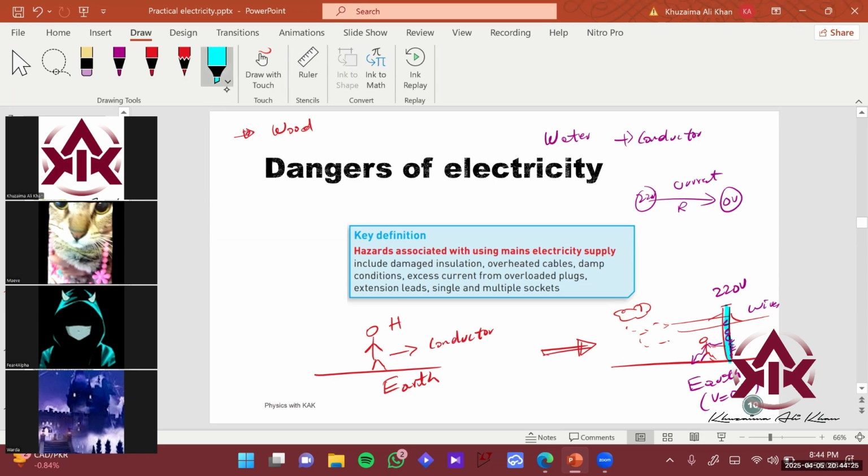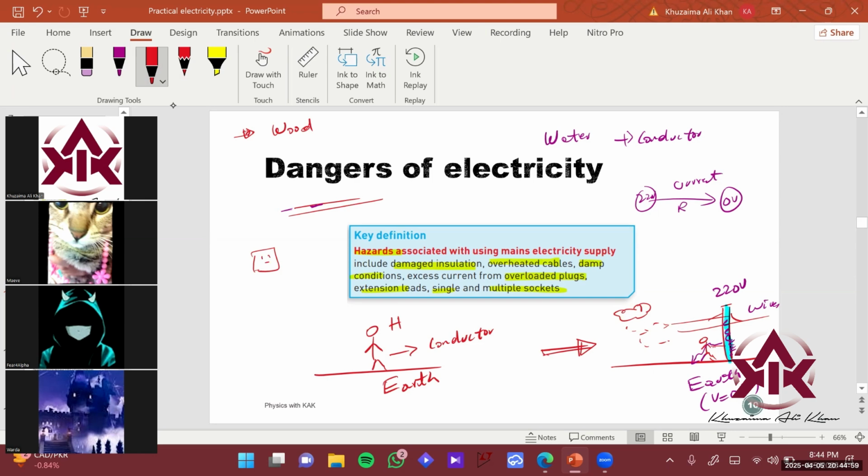So hazards associated with electricity include damaged insulation, overhead cables, damp conditions, that is when it is raining, and excess current from overhead plugs, extension leads, and single and multiple sockets. If you have a wire in your house which is broken and you see that the wire is exposed, if you touch this particular thing, God forbid, you might get a shock.